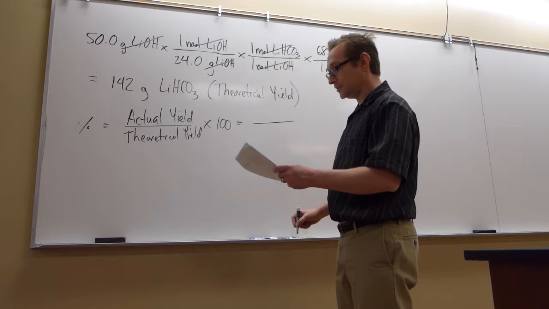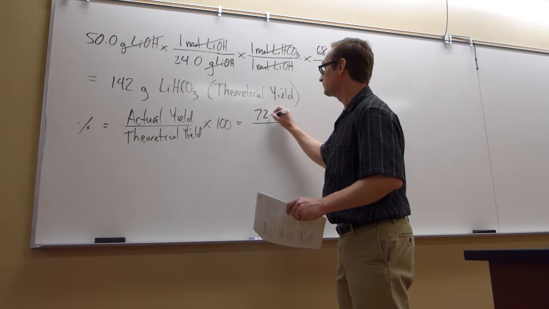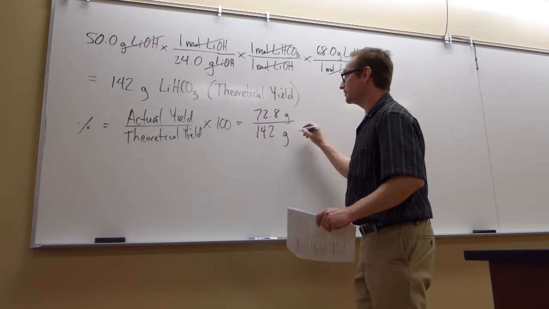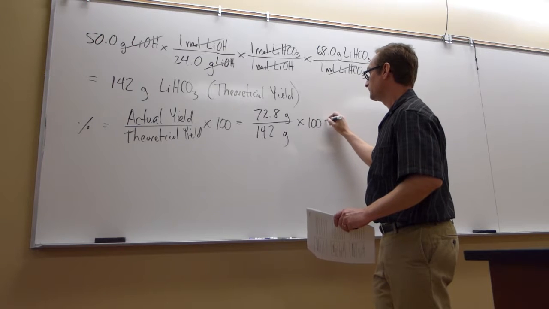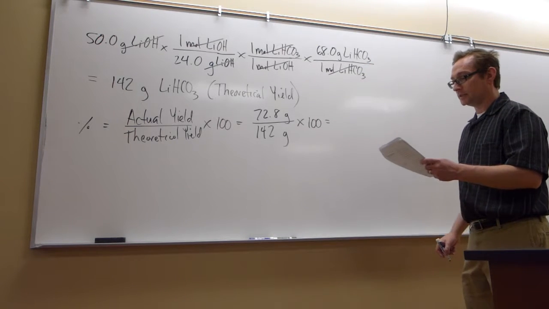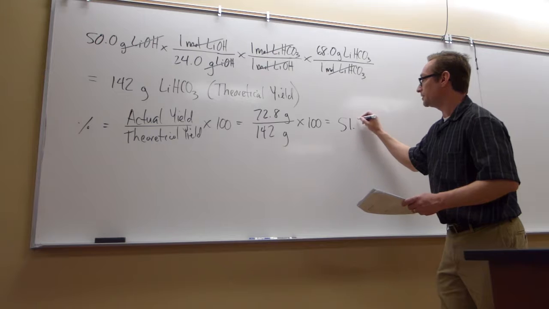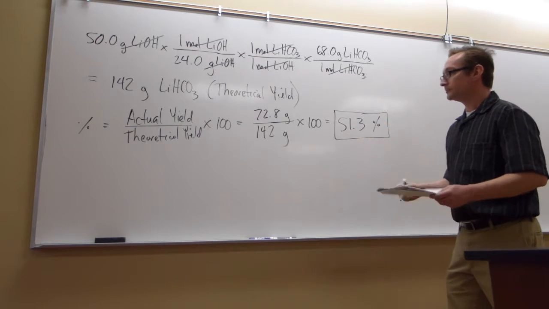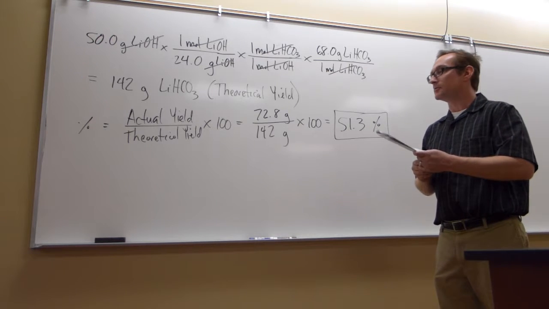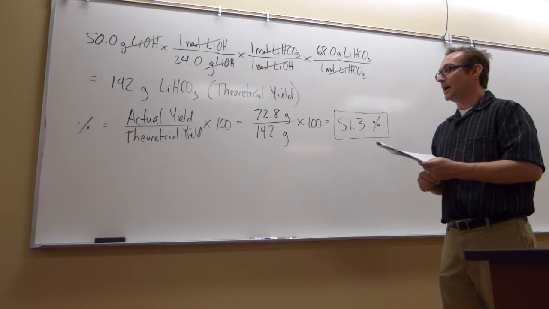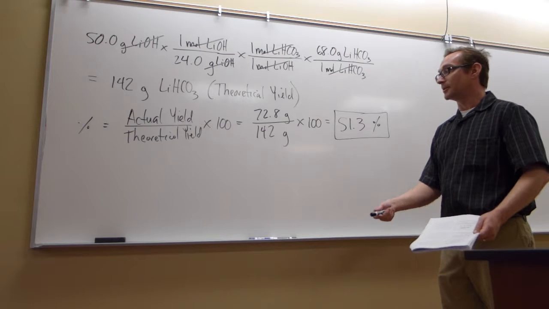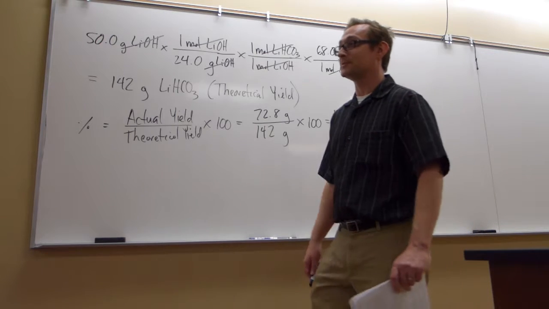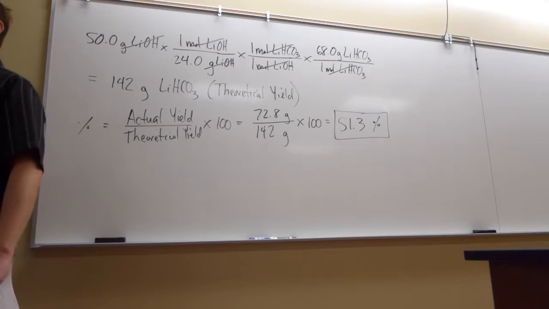So our actual was what? Yeah, it gave us 72.8. In theory, we should have produced 142. And punching that in gives us a percent yield of 51.3%. That's actually not too uncommon for a lot of chemical syntheses. I've heard a lot of other syntheses give a lot less than 51.3%. Some of them give 20% yield. So some products are just really difficult to synthesize.